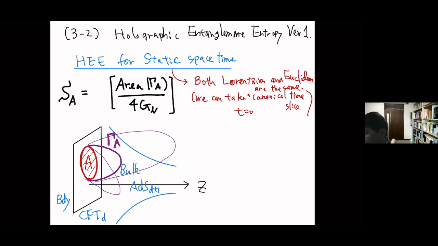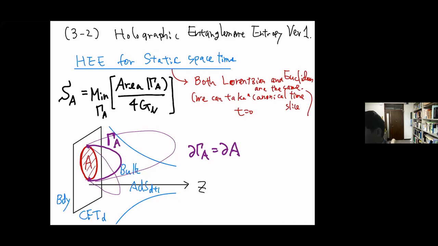Here we impose the condition that the boundary of gamma_A is the boundary of A, so it should end on the boundary of A. But there are many such surfaces, so we pick the particular one which minimizes the area. We minimize this, and this is the holographic entanglement entropy.